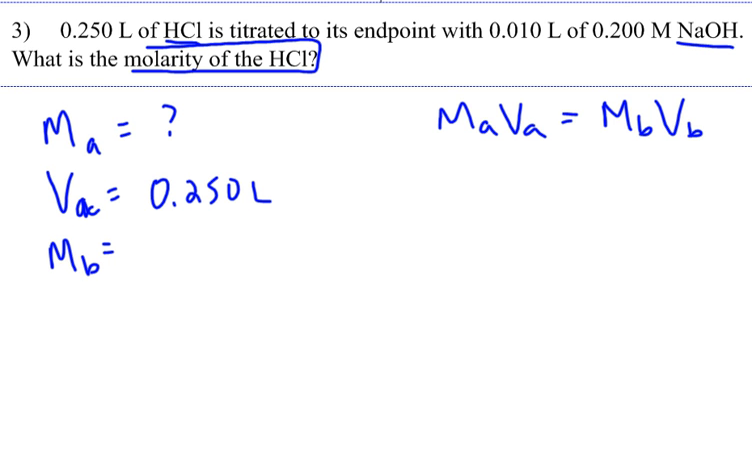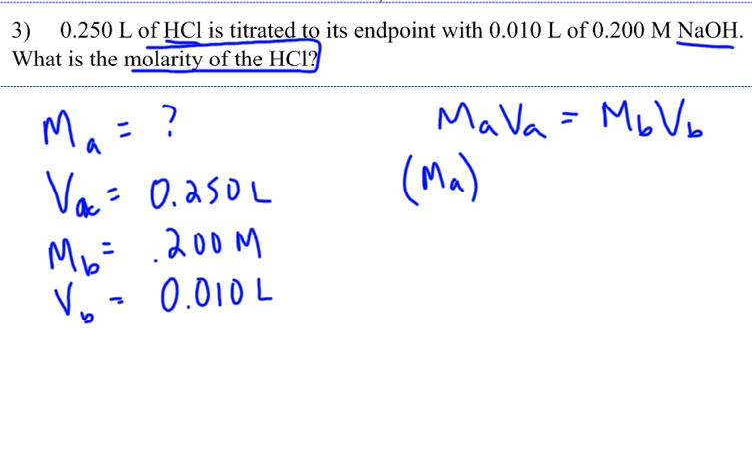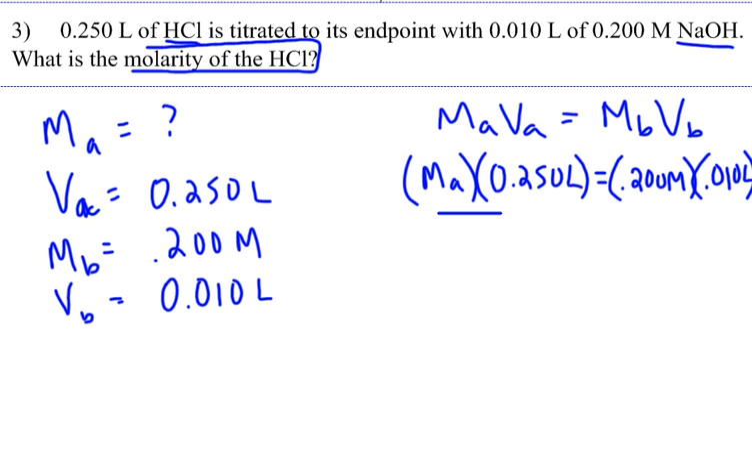The molarity of the base, it says, let's see, it's titrated to its endpoint with 0.010 liters of 0.200 molar NaOH. So the molarity is 0.200 molar. And the volume of the base is equal to 0.010 liters. So plugging our numbers in, we get molarity of the acid times 0.250 liters is equal to 0.200 molar times 0.010 liters.